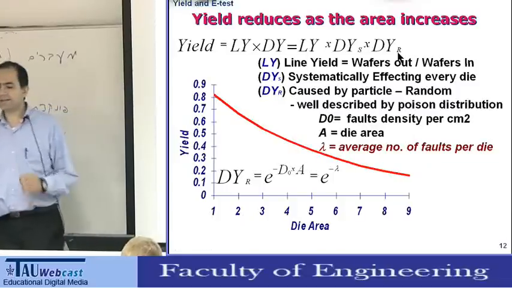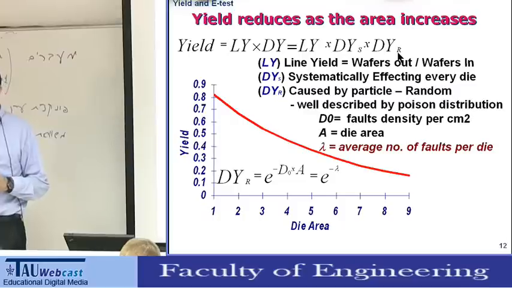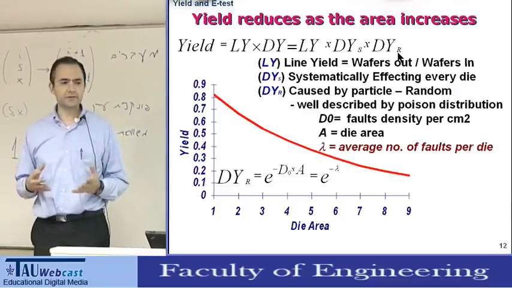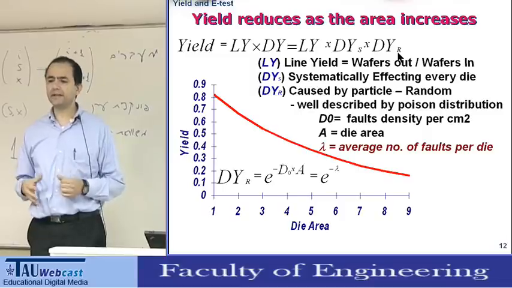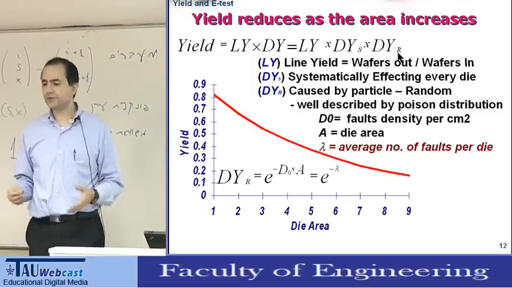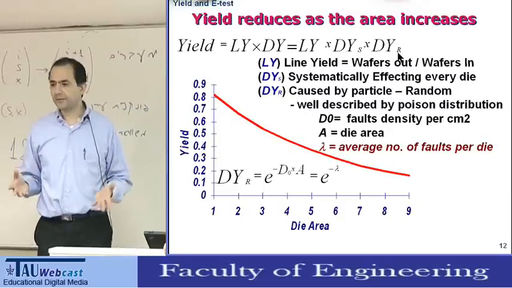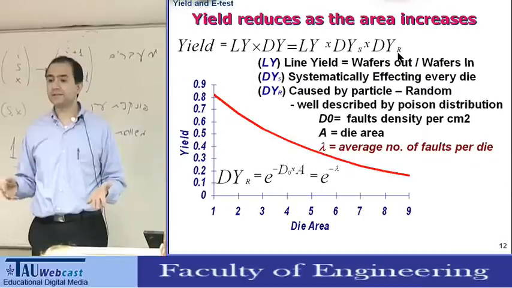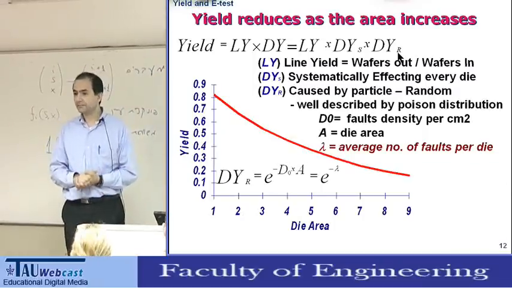What is the systematic die yield? Systematic die yield appears when the process is not mature enough. It's not completely ready for manufacturing, or it's ready for manufacturing but not at high volume. For example, we have some systematic problem in the process, and sometimes the etch does not open the contacts completely.